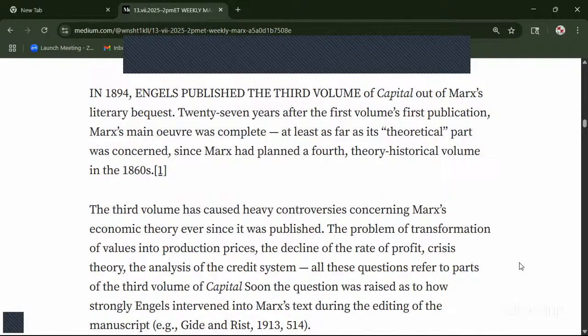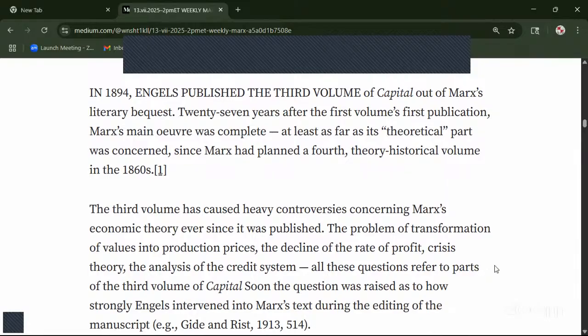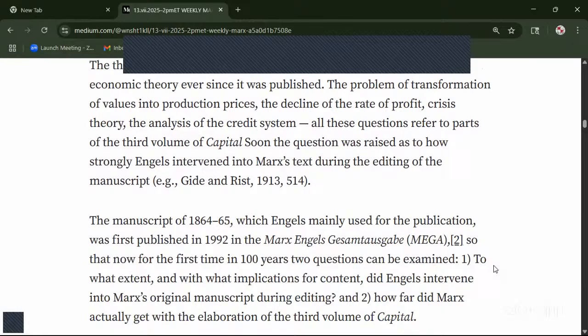The third volume, Volume 3, has caused heavy controversies concerning Marx's economic theory ever since it was published. The problem of transformation of values into production prices, the decline of the rate of profit, crisis theory, the analysis of the credit system. All these questions refer to parts of the third volume of Capital. Soon the question was raised as to how strongly Engels intervened into Marx's text during the editing of the manuscript.